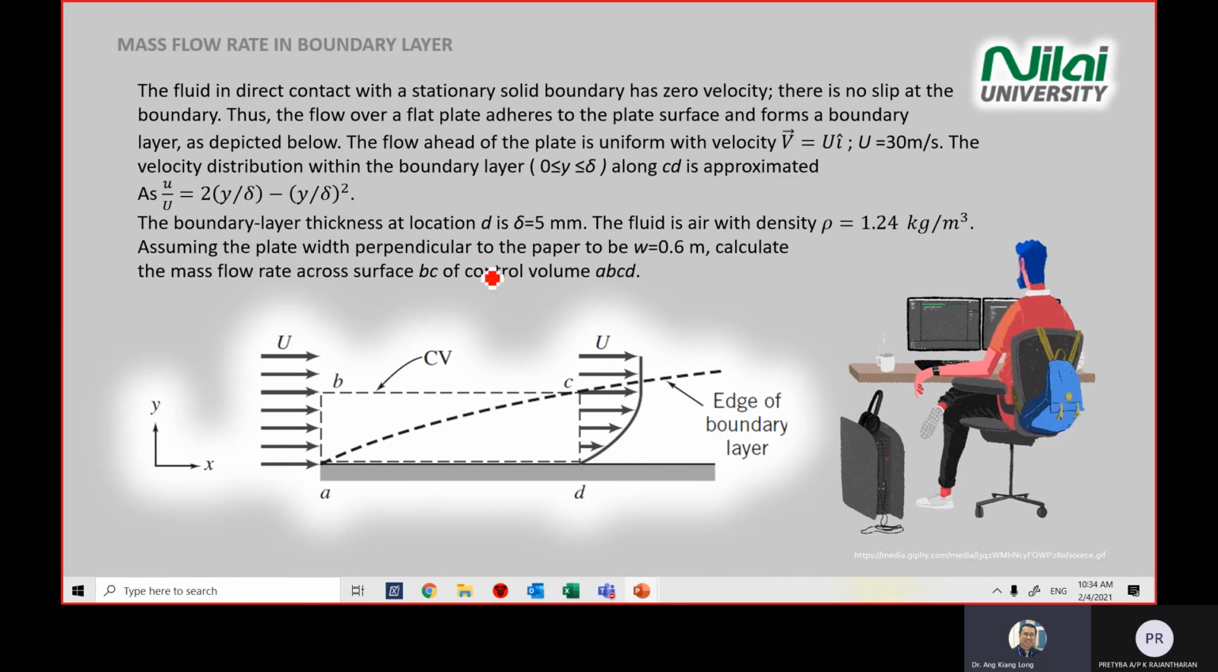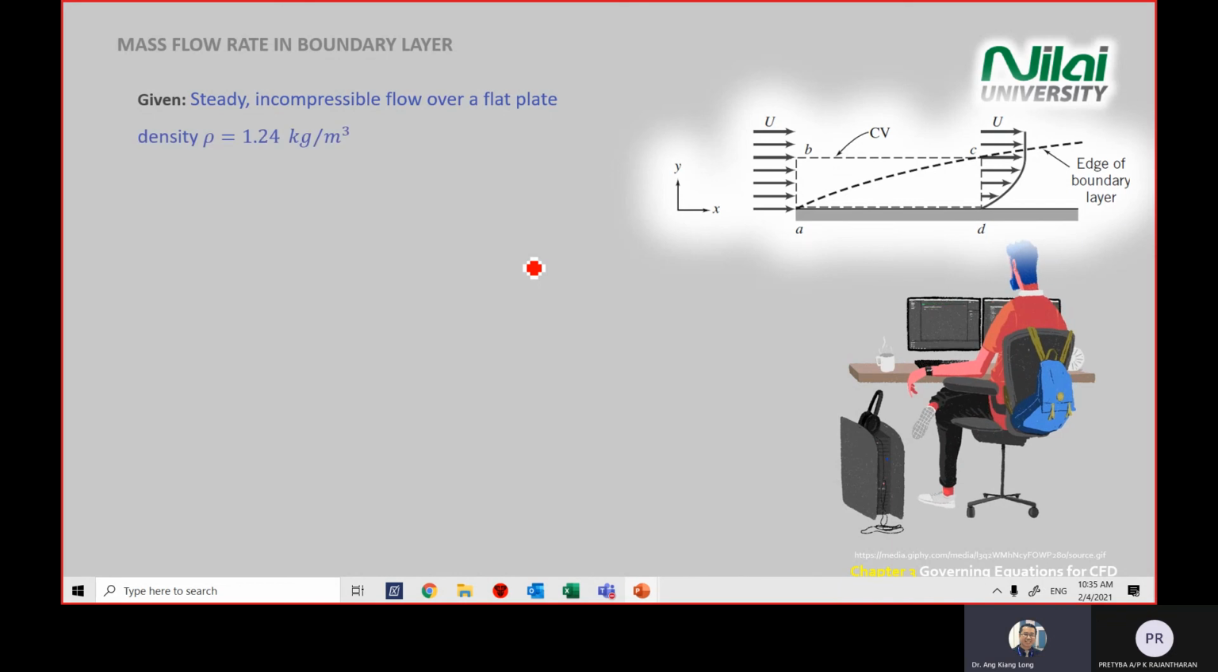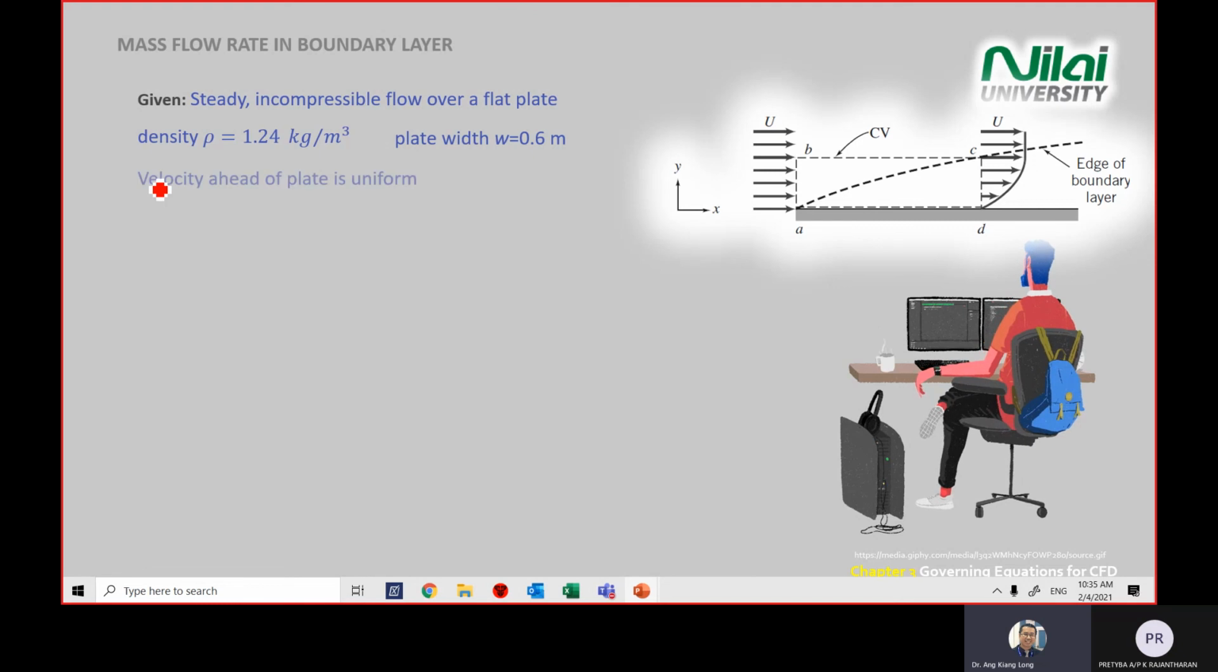Assume the plate width perpendicular to the flow to be 0.6, so W is given. You need to calculate the mass flow rate across the surface of BC. So you need to calculate what is the value of m dot that flows across this dotted line, BC. Okay. And we have our control volume of ABCD. All right. Now, the question gives us some information. We already mentioned steady, incompressible, and we have air. The medium is air.